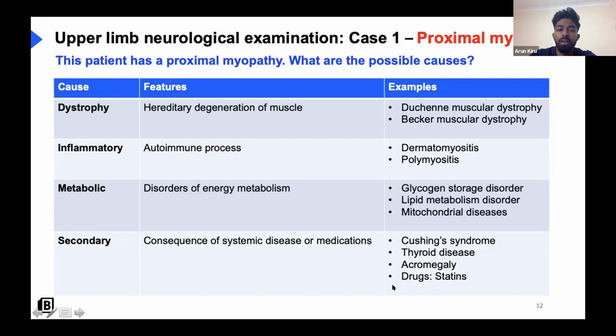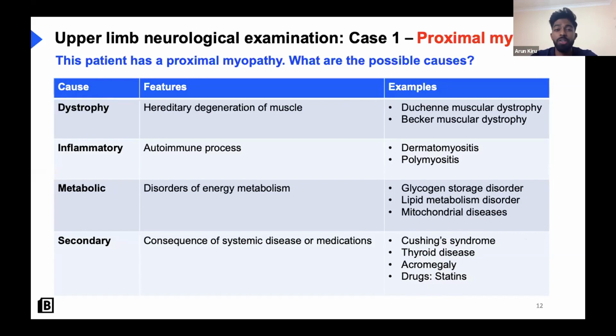So lots of causes there. You don't need to mention all of them. I would say it's more important to actually classify than mention all of these. So I'd say there are 4 possible ways to classify this: dystrophy, such as Duchenne's, inflammatory causes such as dermatomyositis, metabolic causes such as lipid metabolism disorders such as Gaucher's disease, and also proximal myopathy secondary to other causes such as Cushing syndrome, where you've got elevated cortisol levels.